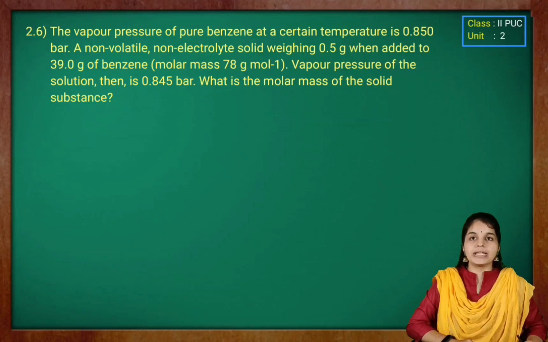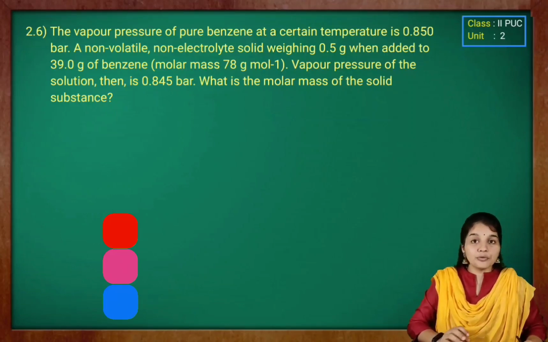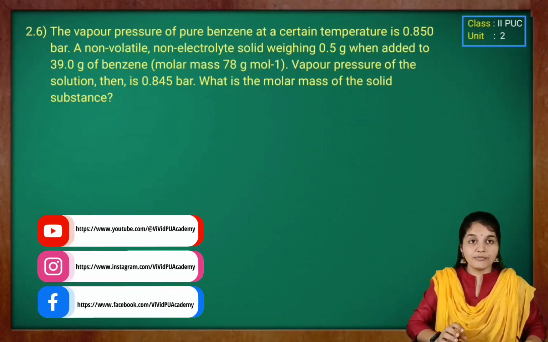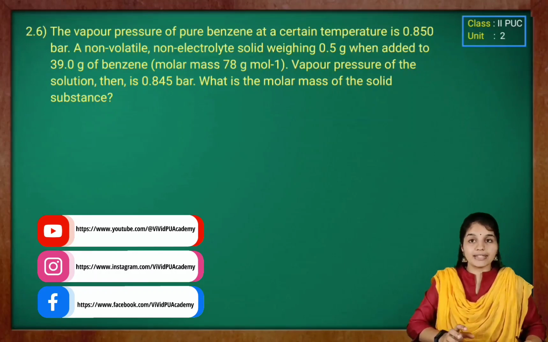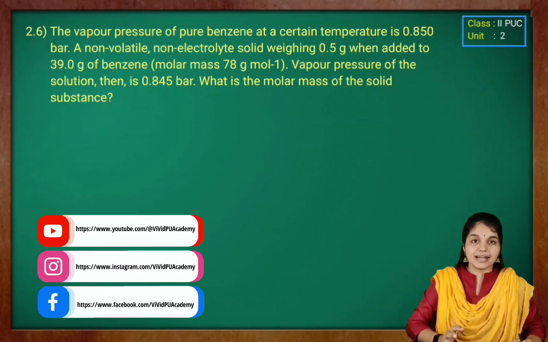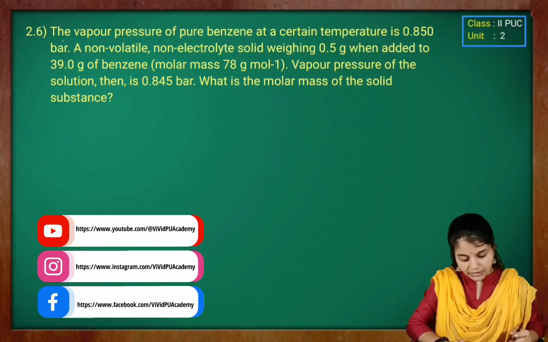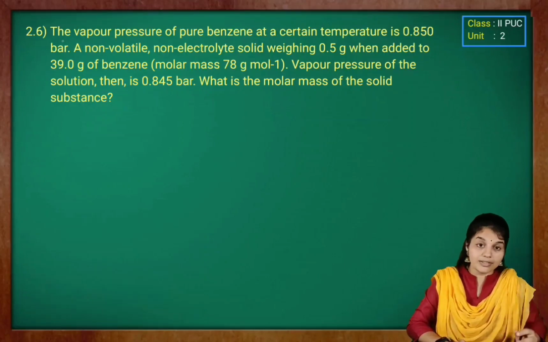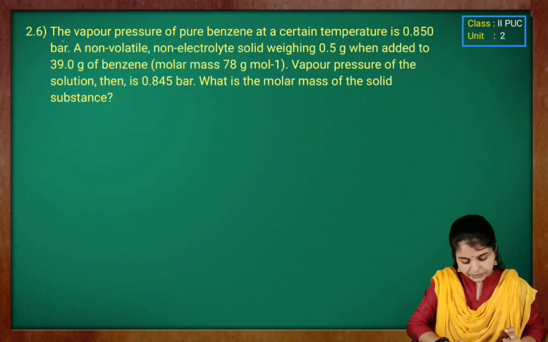Example 2.6. The vapor pressure of pure benzene at a certain temperature is 0.850 bar. A non-volatile, non-electrolyte solid weighing 0.5 gram when added to 39 gram of benzene, whose molar mass is 78 gram per mole, the vapor pressure of the solution then is 0.845 bar. What is the molar mass of the solid substance? So here we are asked to find the molar mass of the solute that we are adding.